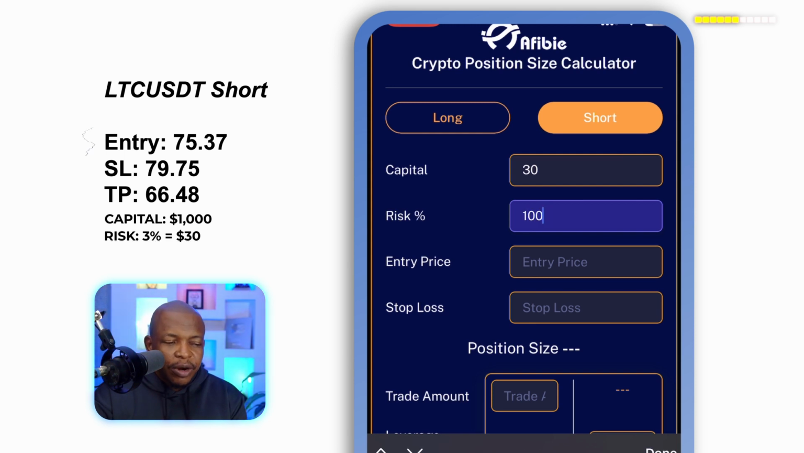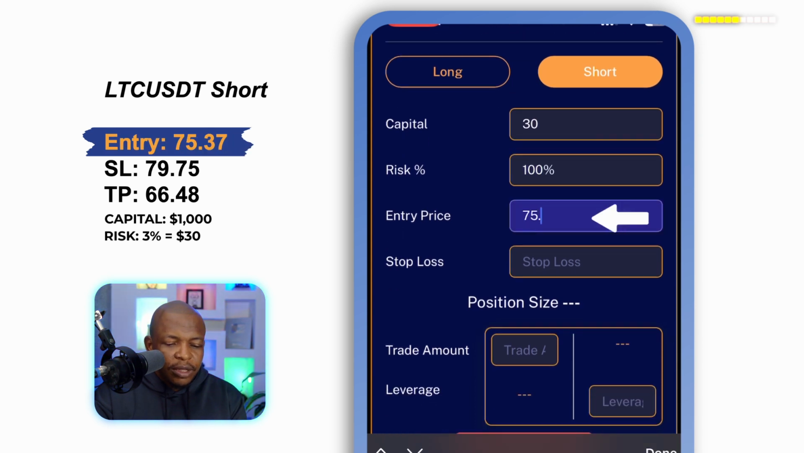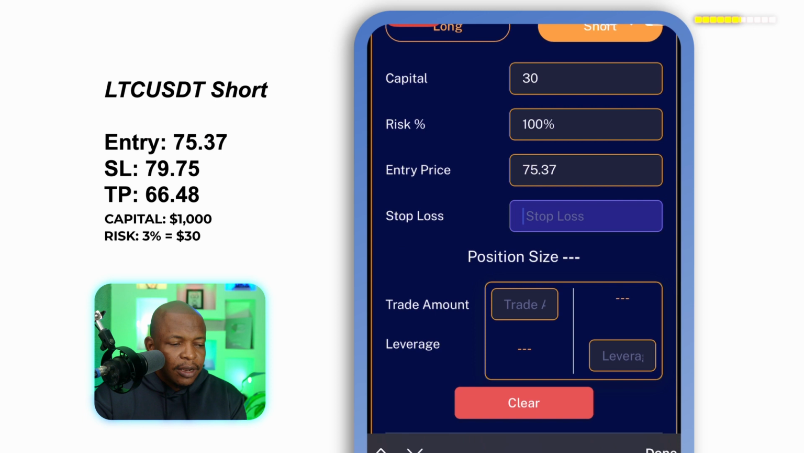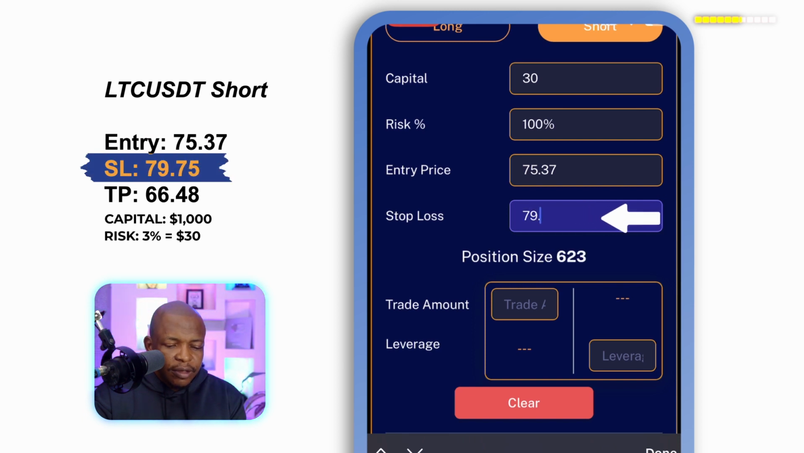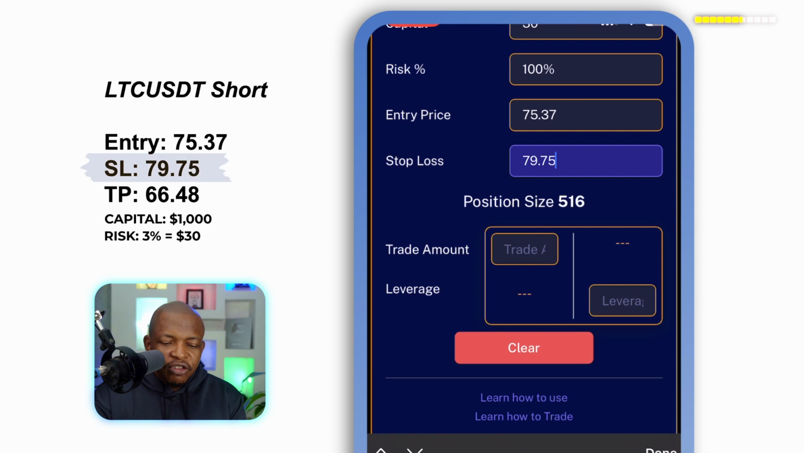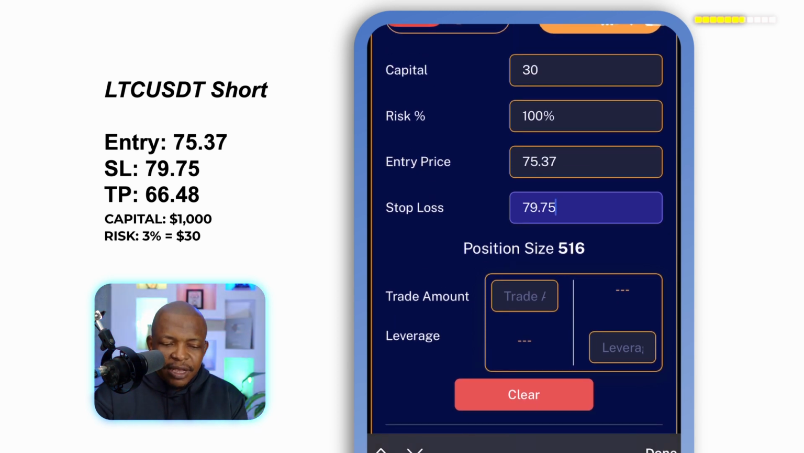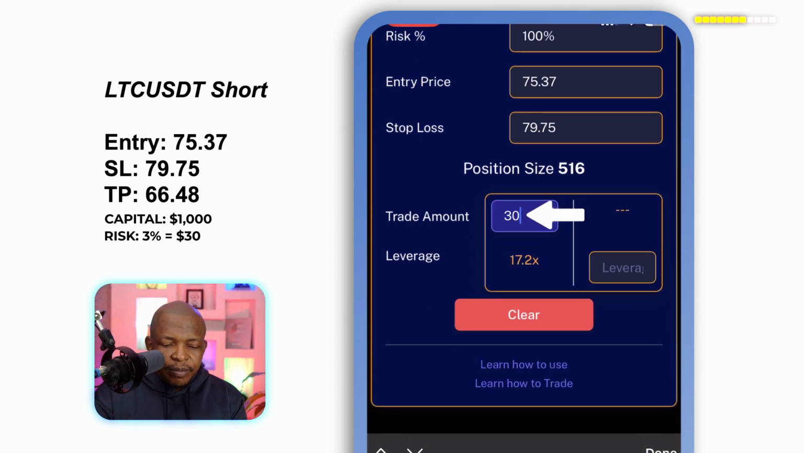Now what is my entry price? Entry price is 75.37 and the stop loss is 79.75. So my position size is 516. So if this is my position size, I have to choose a trade amount. In this case, I can still use my risk as my trade amount. So if I enter $30 here, it means that my leverage is going to be 17.2x. So if I use 17.2x as my leverage, if I lose, I lose $30. If I win, I win $60. Does that make sense?